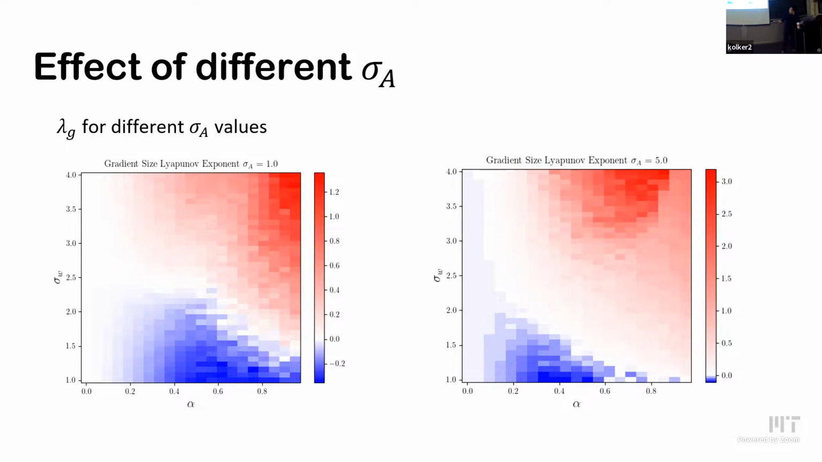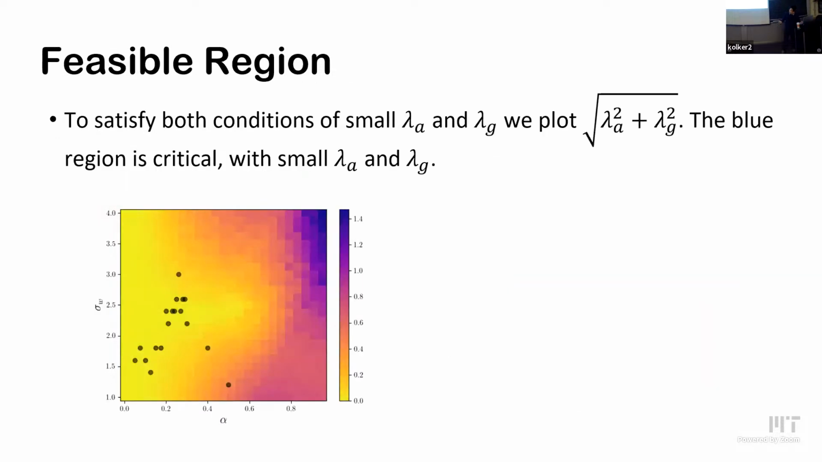And this is just for a different sigma A. If you look at this one, which is the same parameter as the previous slide, and you put the two of them together, then it's like this picture. This is just a way to plot the data. This is plotting the norm sum of the two Lyapunov exponents. You want both of them to be very small, so you want to be in the yellow region. Small alpha is close to trivial, so everywhere is close to 0. But this part is the non-trivial sweet spot. Here, you have both criteria satisfied.